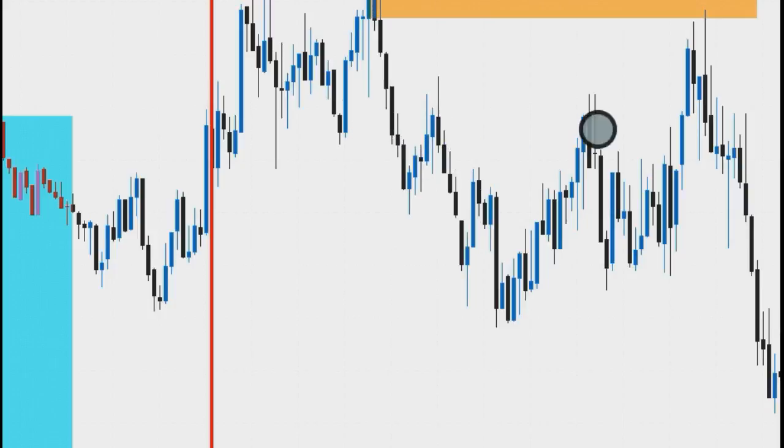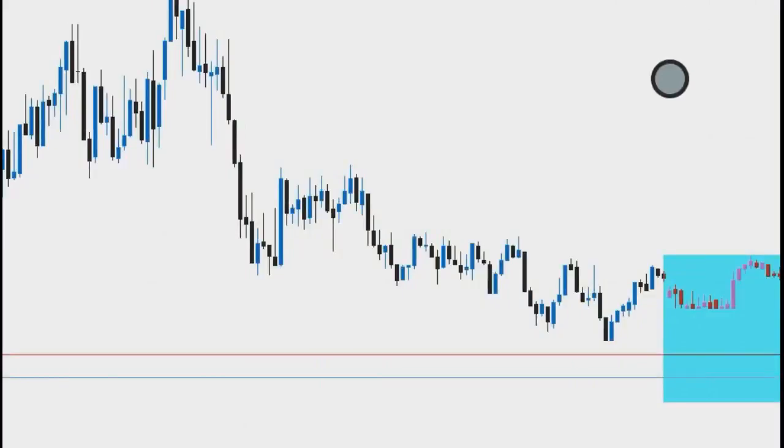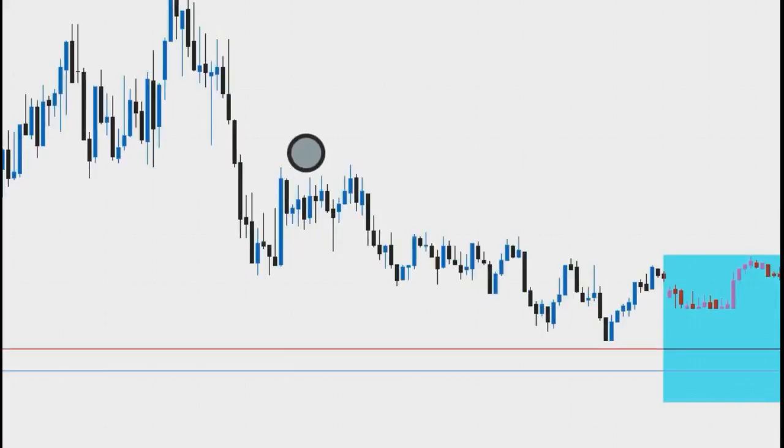Look at the precision. Price went into that OB on the 5 minutes and it melted. Can you see? It melted. Shoot for 1 to 5 as a beginner. When you have gained experience, you shoot for 1 to 10 RR. Right? Okay.